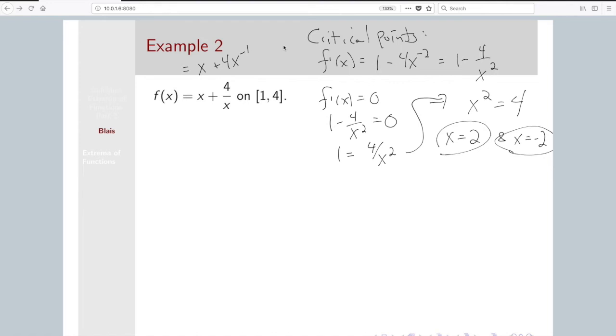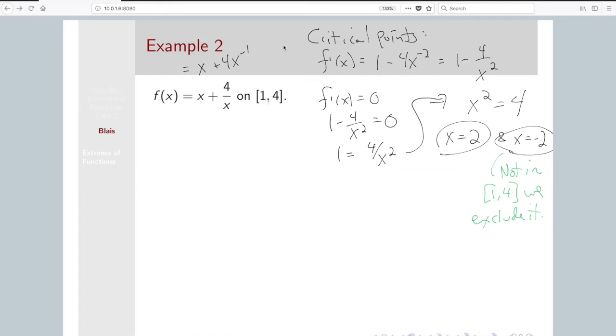However, note that 2 is in [1, 4], but minus 2 is not. So because minus 2 is not in [1, 4], we exclude it. That's a key thing to note. You always want to think about whether or not your critical points are actually in the interval that we're working with.